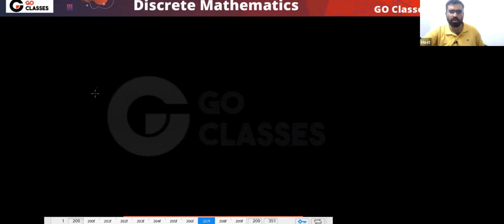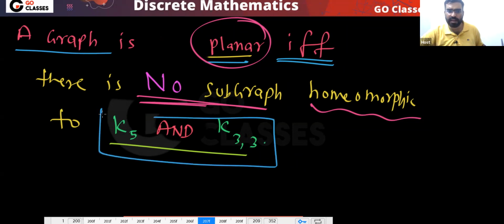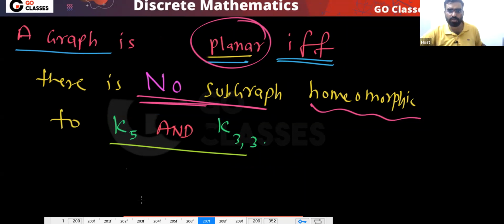There is a confusion in "or" and "and". So just tell me, what should I write? If I write "and" here, what does this mean? Just read this statement. This statement is saying that a graph is planar if and only if there is no subgraph homeomorphic to this and this.